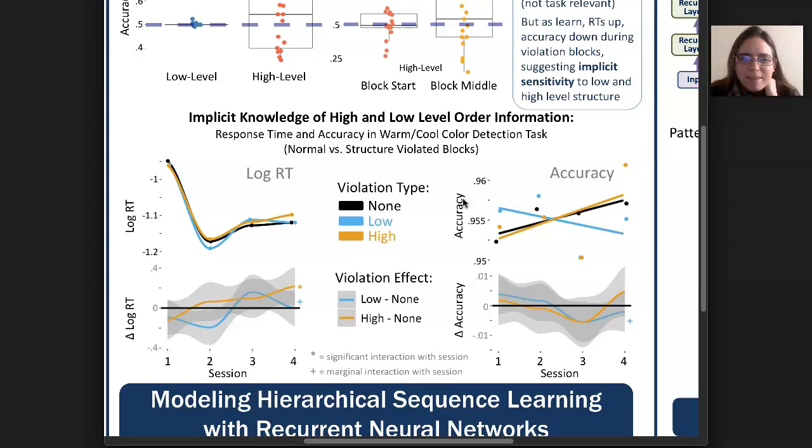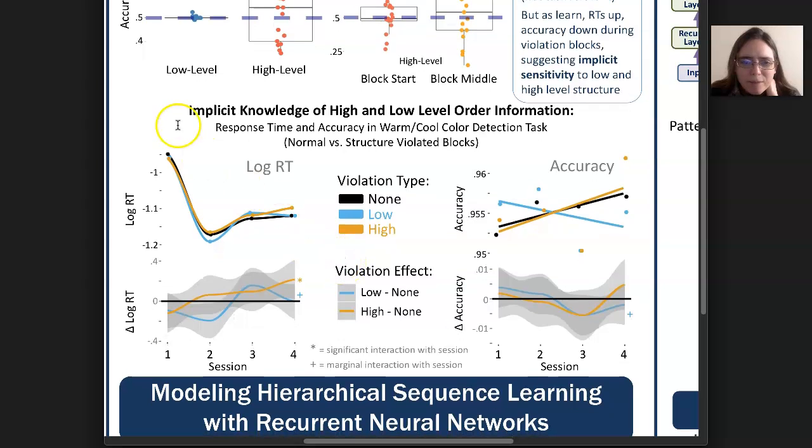But if you look at their implicit measures of learning, and again, this is after exposure to about 20,000 different images, so they've been doing this for 4 different sessions, you'll see that there's a general trend for their response times in the color detection task to decline from the first session, and accuracy to slightly increase from the first session. But it interacts with the violation type.